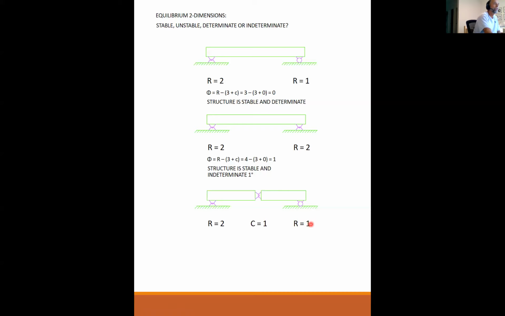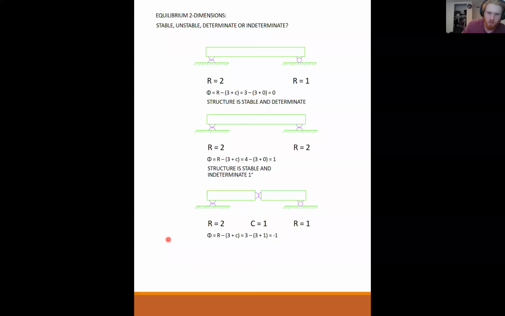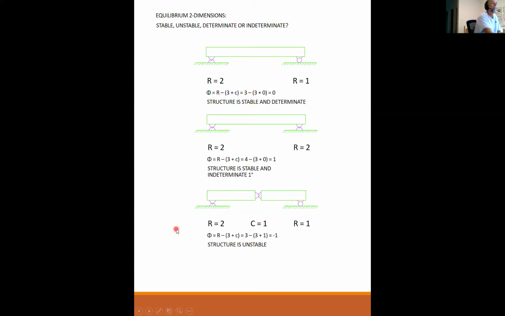And we have 1 degree of restraint for this roller. So our degree of indeterminacy is 3 minus 3 plus the 1 for my special condition. That is equal to minus 1. Therefore, what do you know about this body? It's unstable. Correct. And this thing, if you look at it, yeah, it is unstable. Structure is unstable.